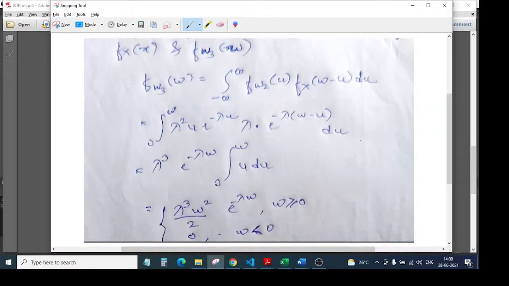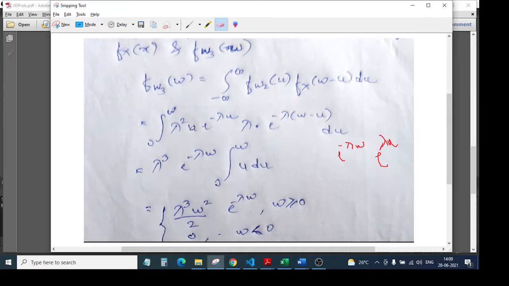Okay. So we need to simplify this thing now. How could this be written? This could be written as e raised to minus lambda w multiplied by e raised to lambda u. Okay. That means this minus and this minus will be converted into plus. So that's why you are getting here e raised to lambda u. Okay. So I'll just erase this out.